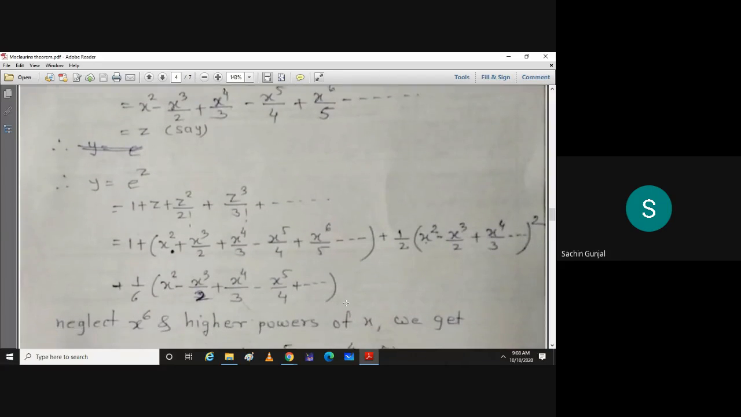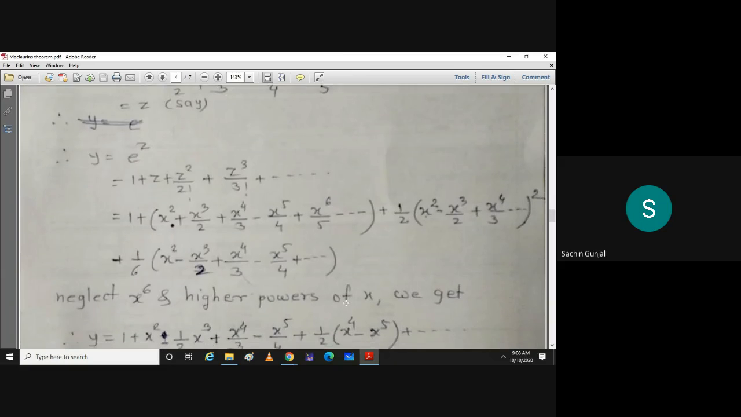Fine. Now let us collect the coefficients. What is the constant term? 1. What is the coefficient of x? Is there any term of x? 0. No term of x, sir. Right.